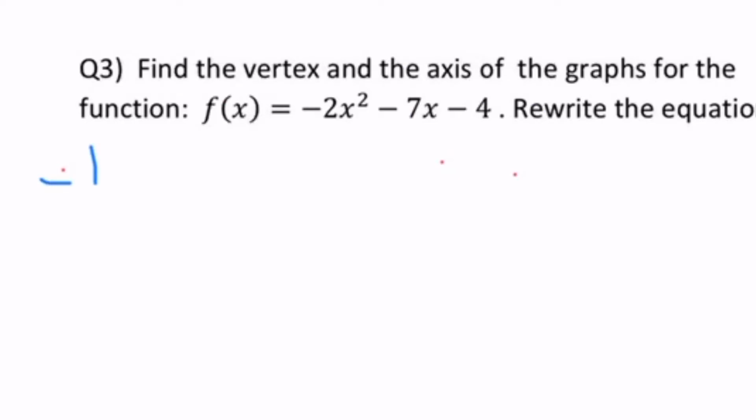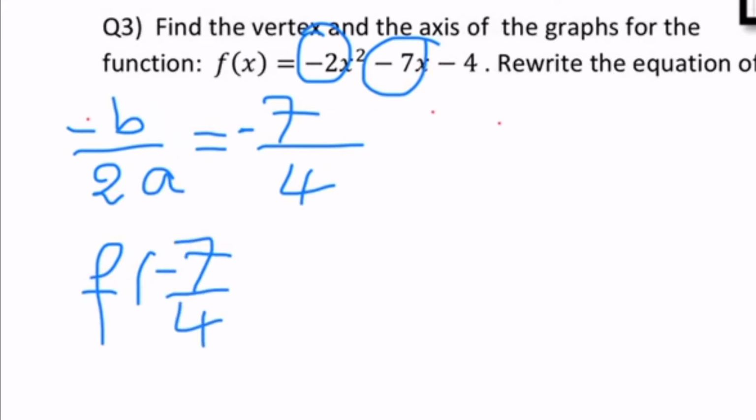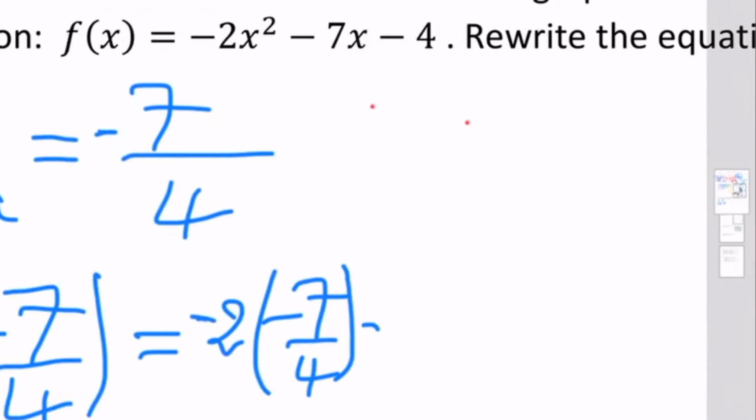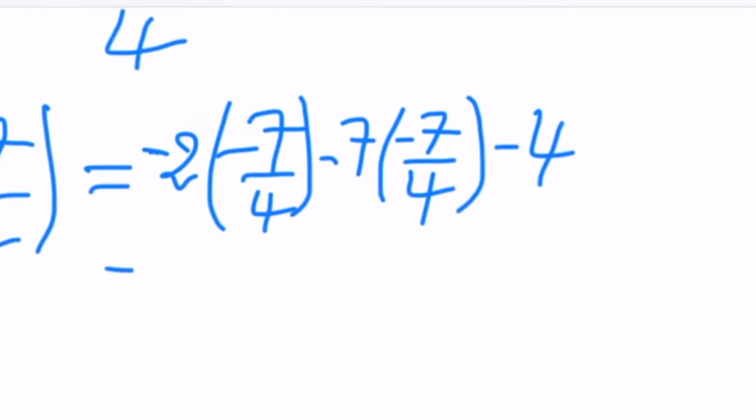For x we use minus b over 2a for the x coordinate. Our b is minus 7, so it becomes 7, the opposite, over 2a, and a is negative 2, so you get negative 4. So it is negative 7 over 4. Substitute this value, minus 7 over 4, in your function to get the y coordinate of the vertex. Make sure you use fractions in your calculation, it's much easier.